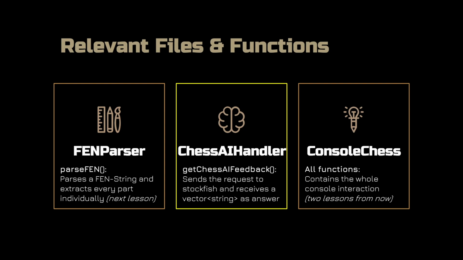Then we have the Chess AI handler, which has a function called getChessAIFeedback. It sends the request to Stockfish and receives a specific type of answer, which we can then decode to get the current board position and stuff like that. And the console chess itself, so consolechess.cpp, will contain all the functions and everything that is necessary for the console interaction, which we will do 2 lessons from now. So that's just a quick overview. Let's go further on with Visual Studio itself, so I can show you exactly how it looks in code.